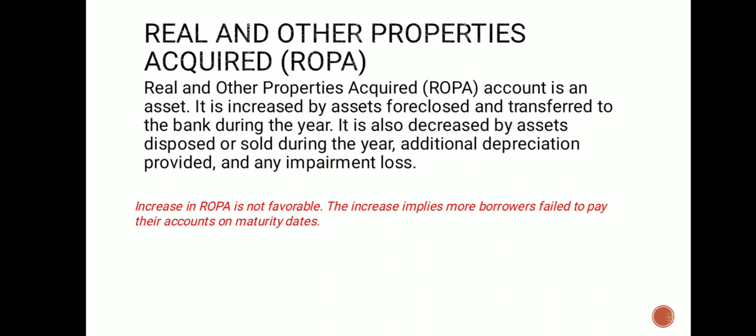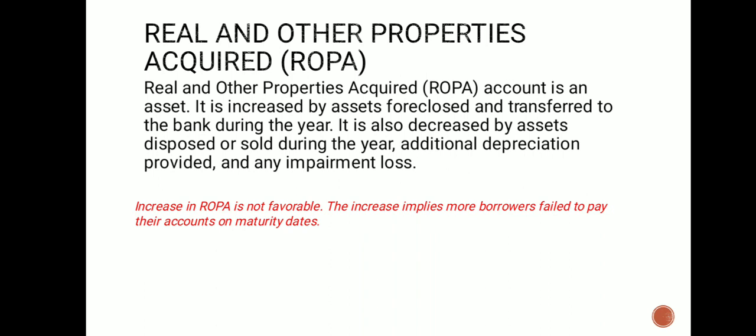So therefore, a decrease in the ROPA accounts of banks is favorable since this will indicate that only few borrowers defaulted on their borrowings. Okay, so if ROPA increases, that is unfavorable because it's a sign that many of the bank's borrowers did not pay their obligations.